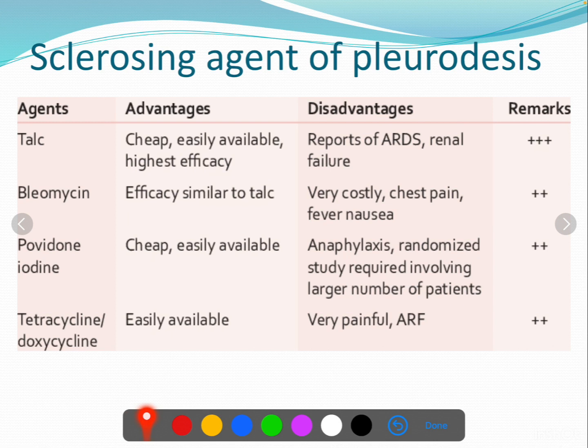What about povidone iodine? It is cheap and easily available, but it can cause anaphylaxis, and randomized studies involving a large number of patients are required. There are not that many studies available. And what about tetracycline or doxycycline? It is easily available, but the disadvantage is that it is very painful and it can cause acute respiratory failure.